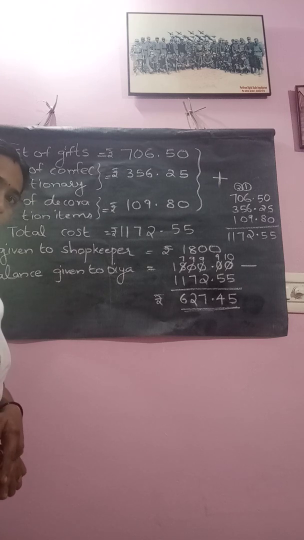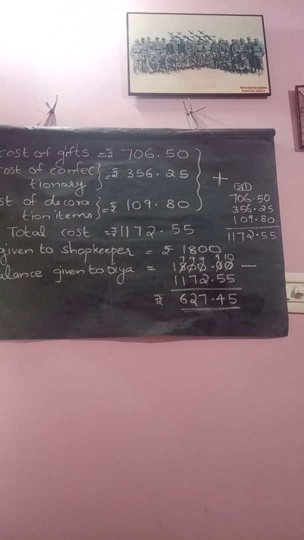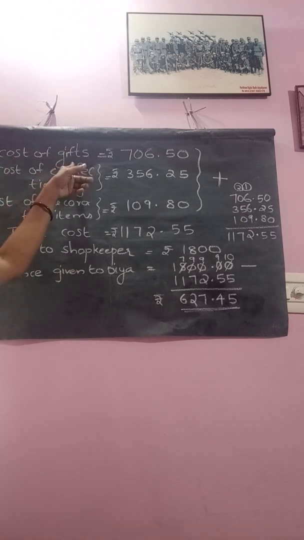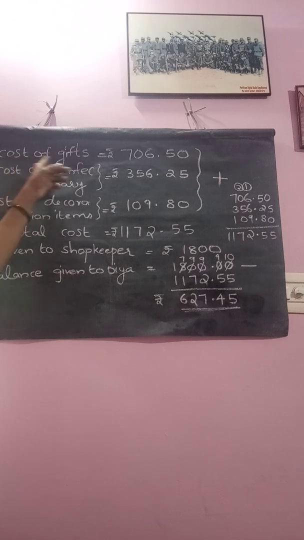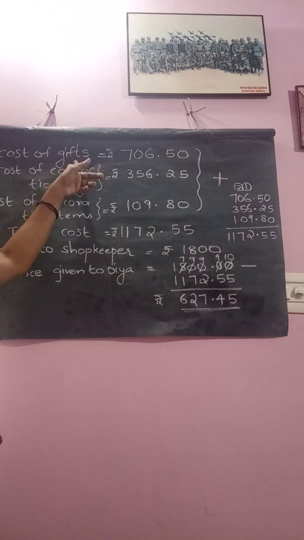Quick recap. So let us begin with our 26th question. In the 26th question, what are they telling? Cost of gift. Diya is a girl. She bought some items from a shop. Which are the items she bought? First she bought some gifts. How much rupees for it?